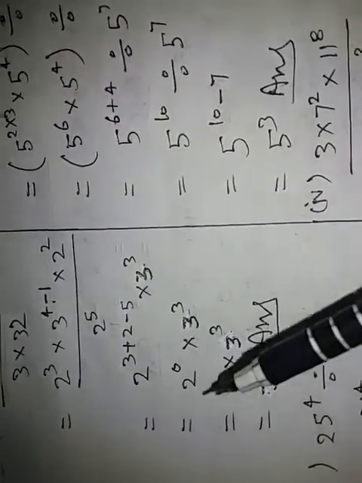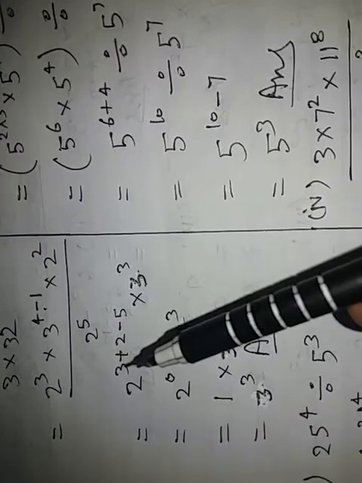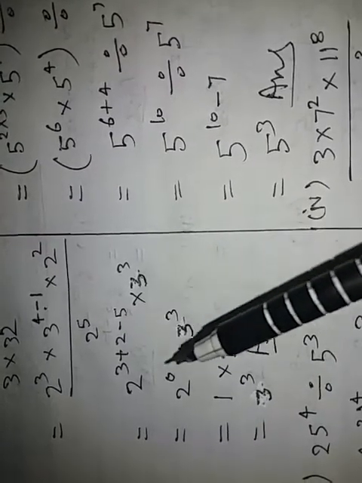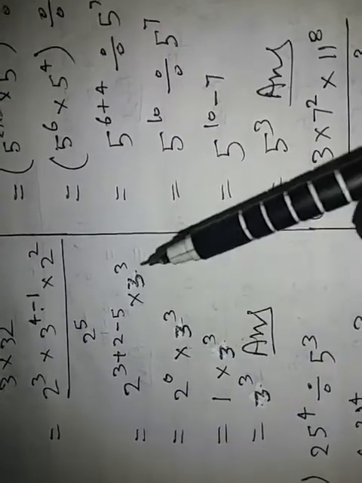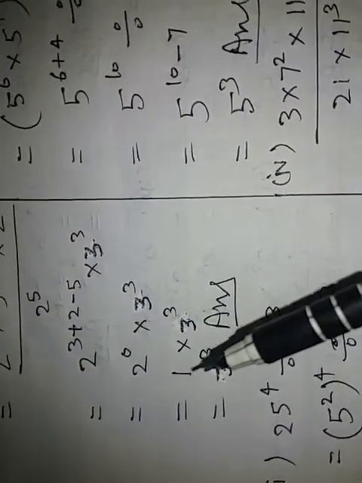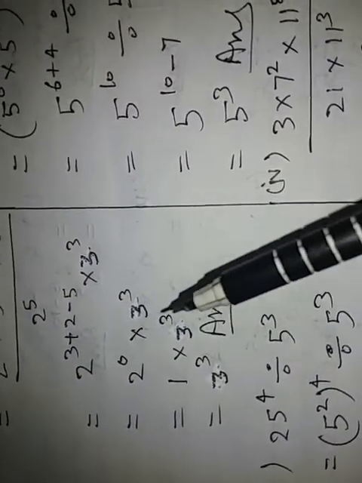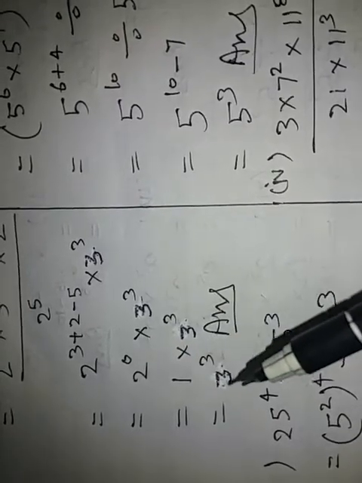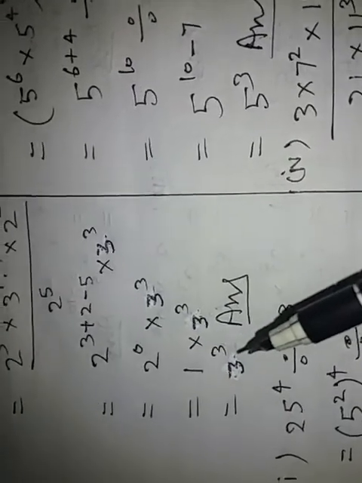3 to the power 3 is equal to 2 to the power 3 plus 2, that is 5, minus 5, which is equal to 0. So 2 to the power 0 into 3 to the power 3. 2 to the power 0 is equal to 1, into 3 to the power 3. So the result is 3 to the power 3. It is the answer.